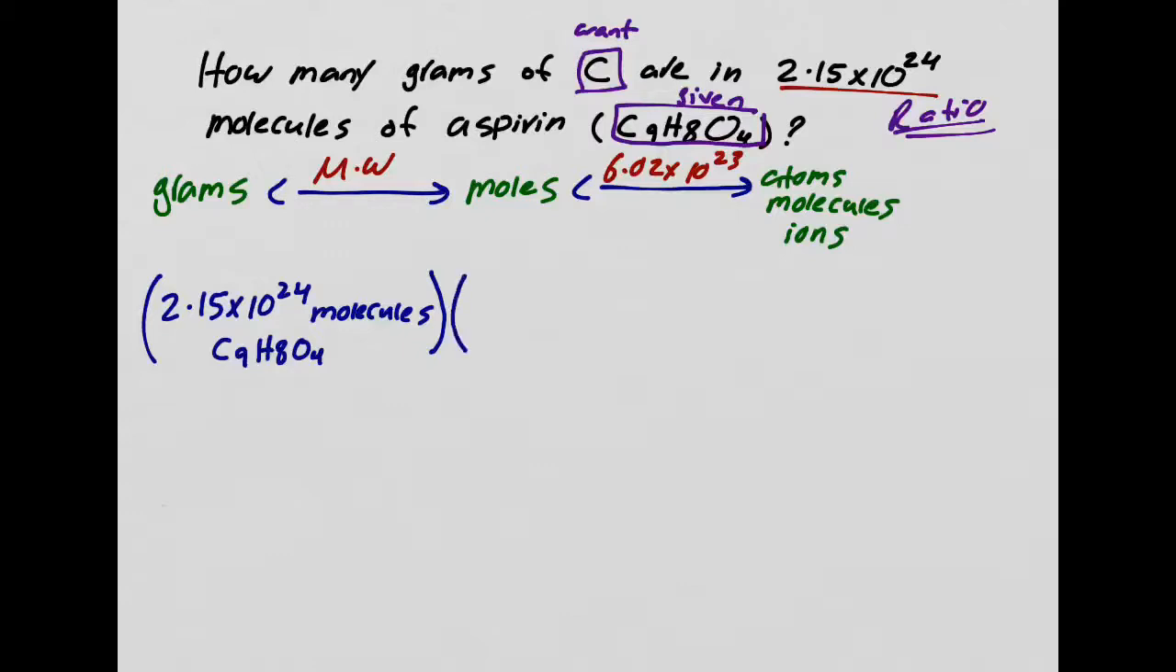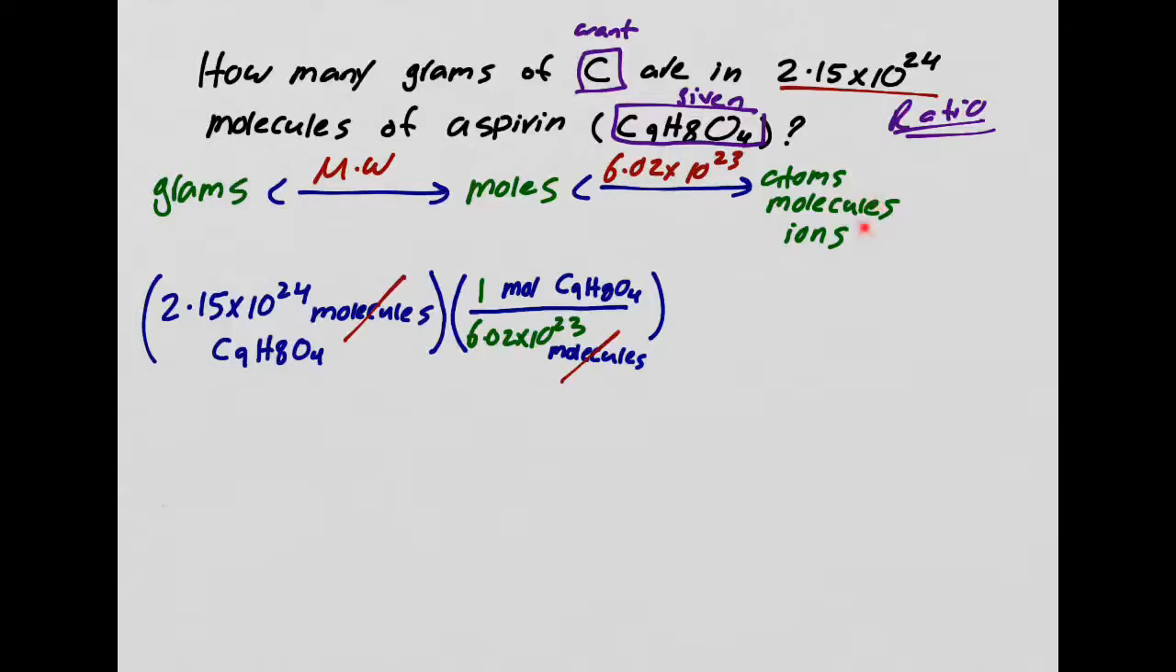Okay. So the first thing that we need to do, we need to convert molecules to moles, right? And you know how to do that, right? 1 mole of C9H8O4 is 6.02 times 10 to the 23rd molecules. So the first thing that we did, we went from molecules to moles.